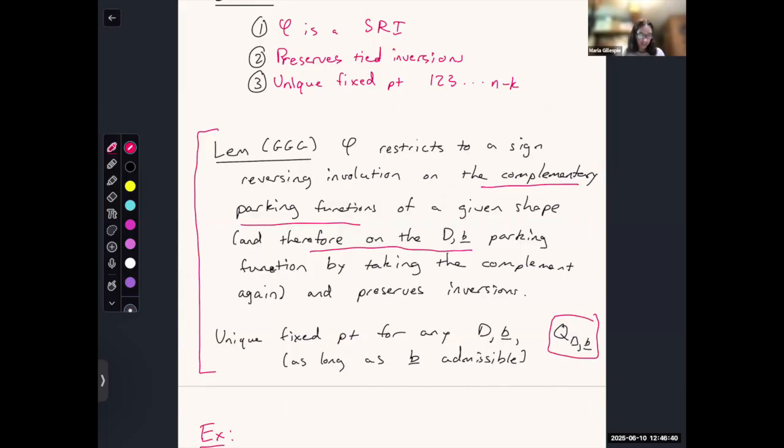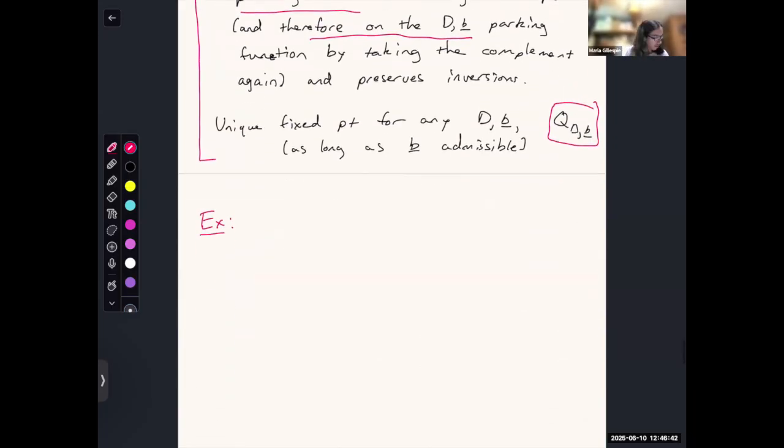So this lemma needs an example. So I'm going to fill in an example here, going with our running example that I had before. Then you have 2, 4, 3, 1 like this. Okay, so there's the complement, right? So our reading word is, we read rows backwards. So 3, 2 across the top first, and then 1, 4.